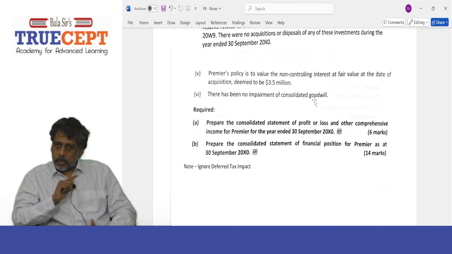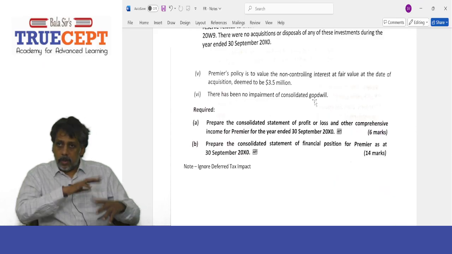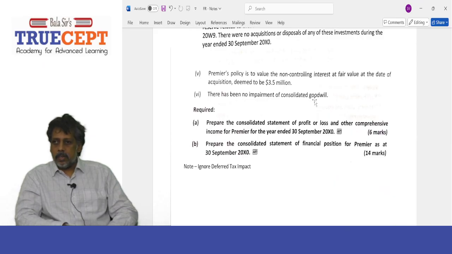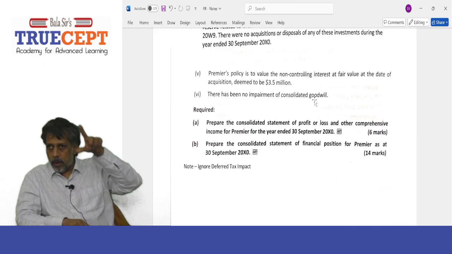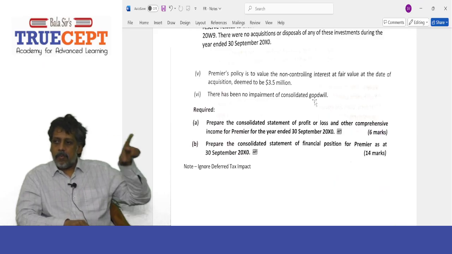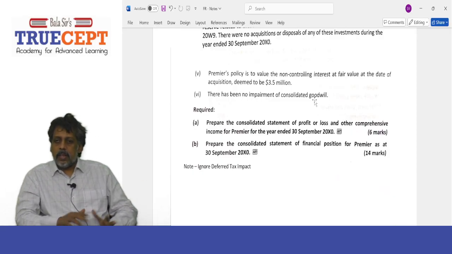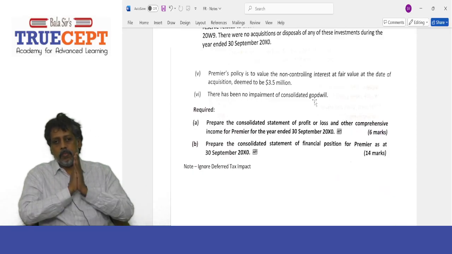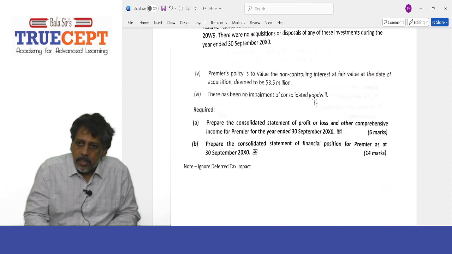Now, have they given the share price of the NCI, the shares of Sanford? No. Or read further. There has been no impairment of goodwill. What is the fair value of the non-controlling interest given? That is $3.5 million. They have given the amount itself. Deemed to be $3.5 million. They're not giving the share price of your company Sanford; they're giving the fair value of the non-controlling interest. And there's no impairment of goodwill. Very good. So now we shall go ahead and take on the requirement.